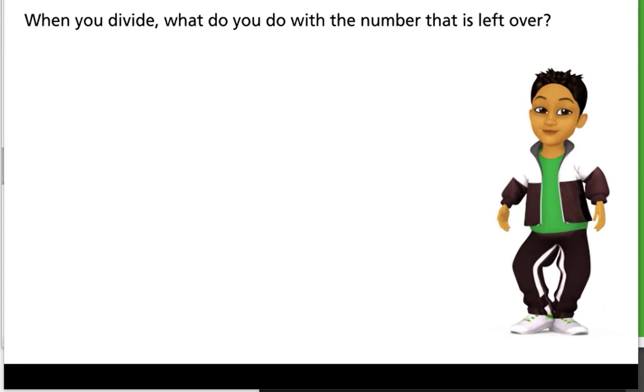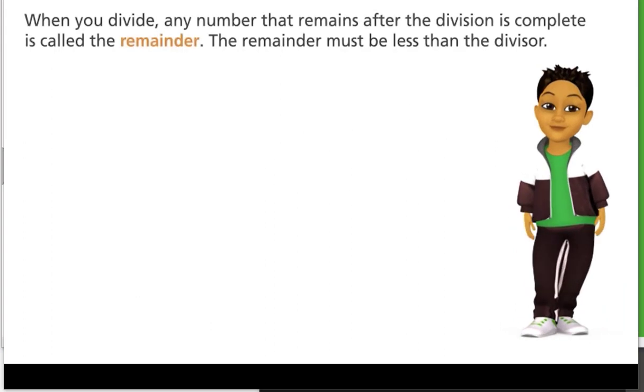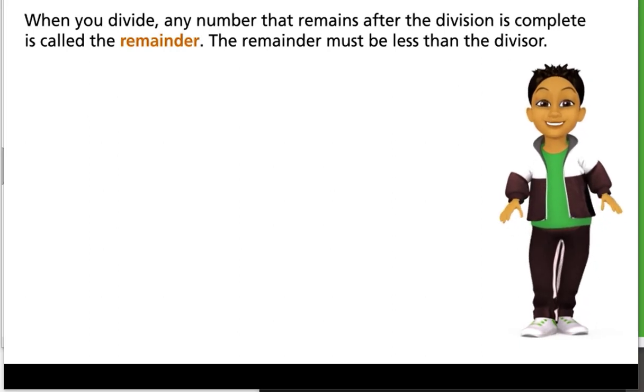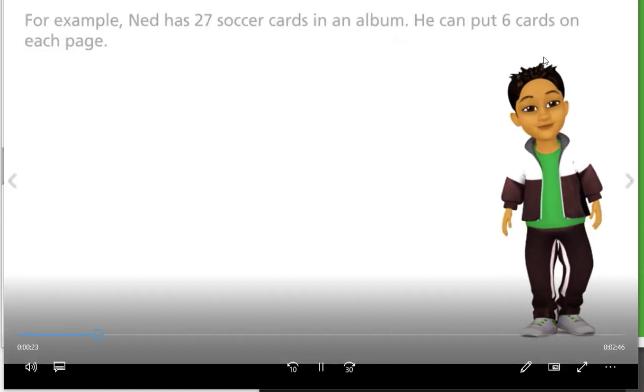When you divide, what do you do with the number that is left over? When you divide, any number that remains after the division is complete is called the remainder. The remainder must be less than the divisor.